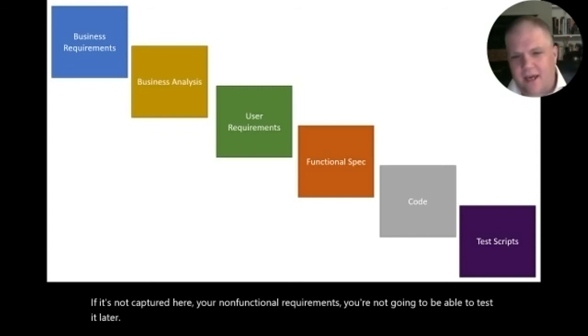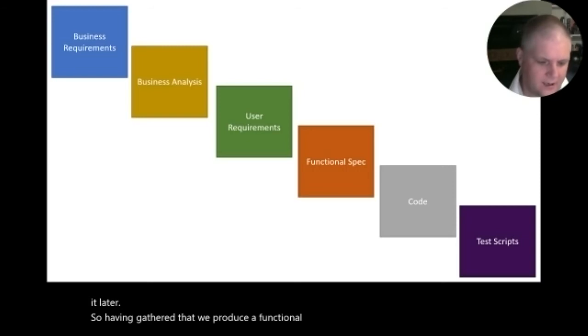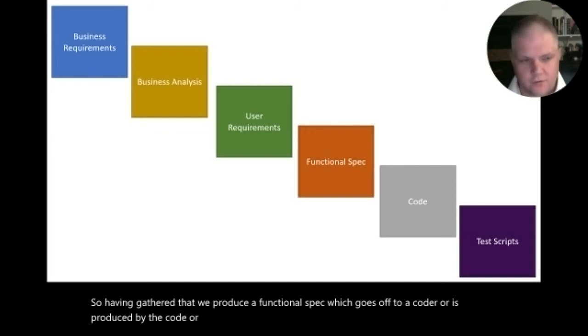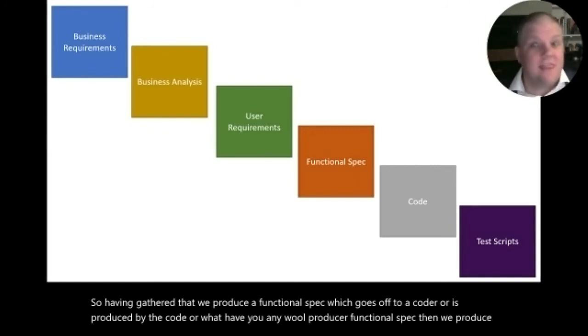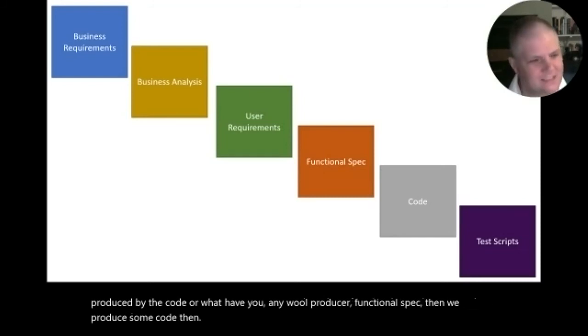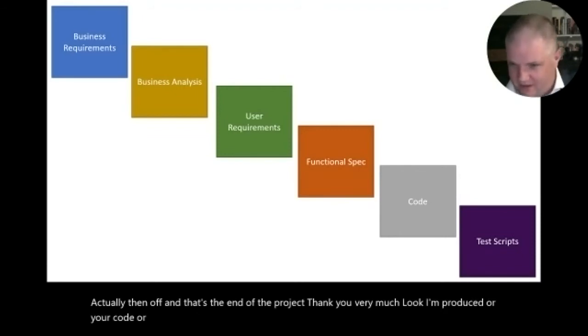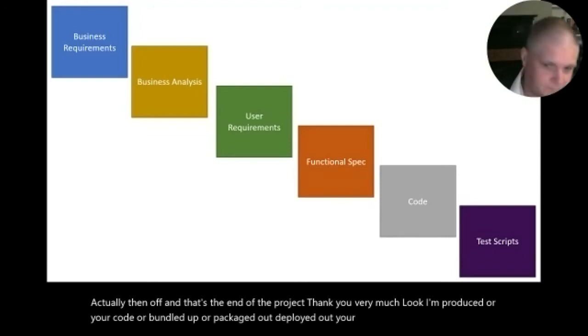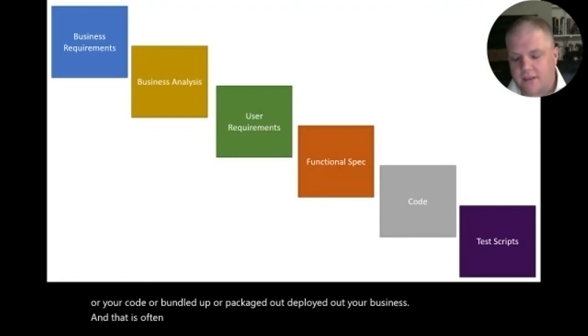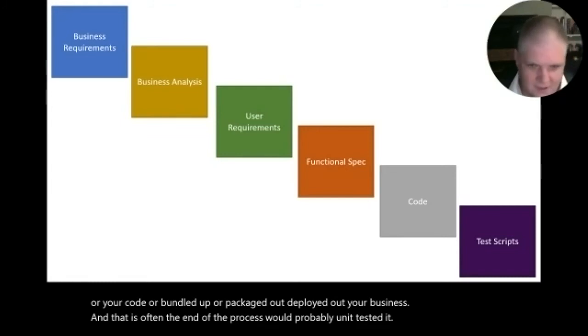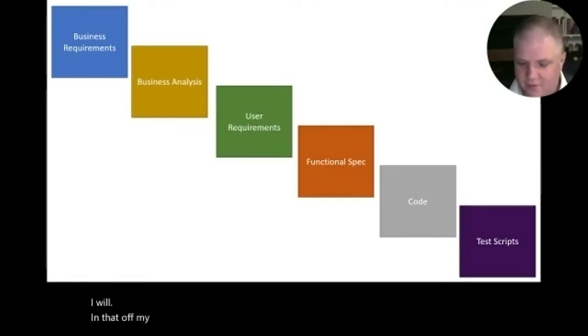So having gathered that, we produce a functional spec, which goes off to a coder, or is produced by the coder, or what have you. Anyway, we produce a functional spec, then we produce some code. Then, well, actually then often that's the end of the project. Thank you very much. And they say, look, I've produced all your code, I've bundled it up, I've packaged it, I've deployed it out to your business. Bye. And that is often the end of the process. We probably unit tested it. I will doff my cap to the coders in the room. I'm sure it's been unit tested and all that sort of stuff, and debugged in that respect.